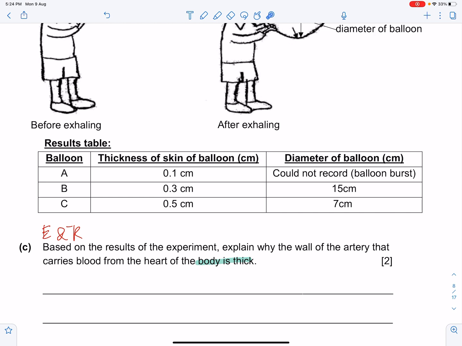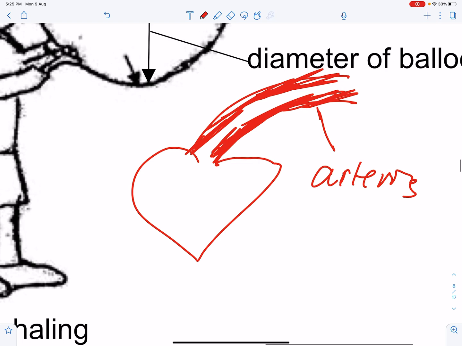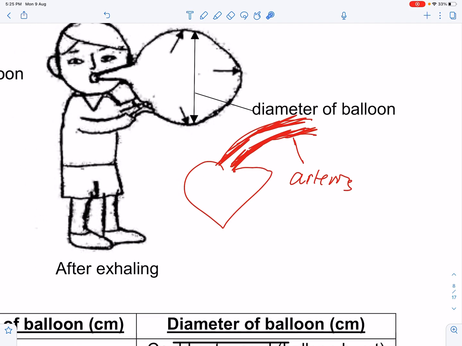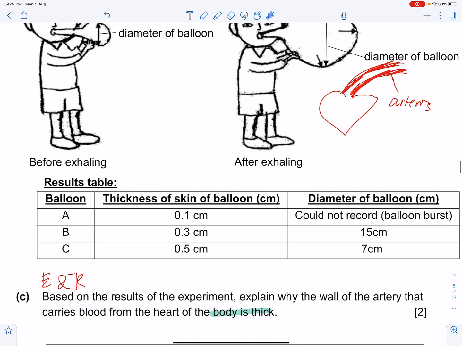Your heart has to pump extra hard. Your arteries are the ones nearest to your heart. So if this is your heart, your arteries are this. They are the nearest blood vessels to your heart, and therefore they experience the greatest amount of force as blood flows through. So in order to not burst, they have to be thick enough to prevent bursting. And that is the reason behind it.